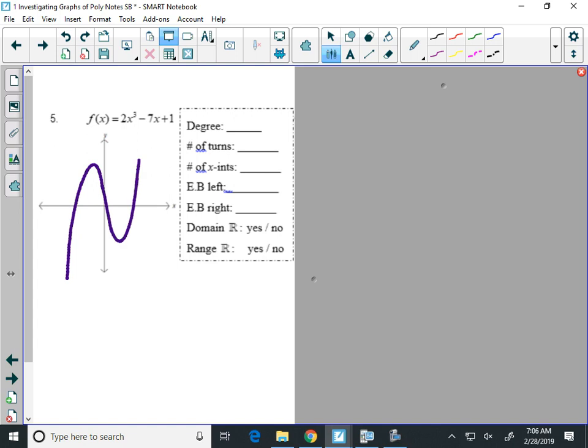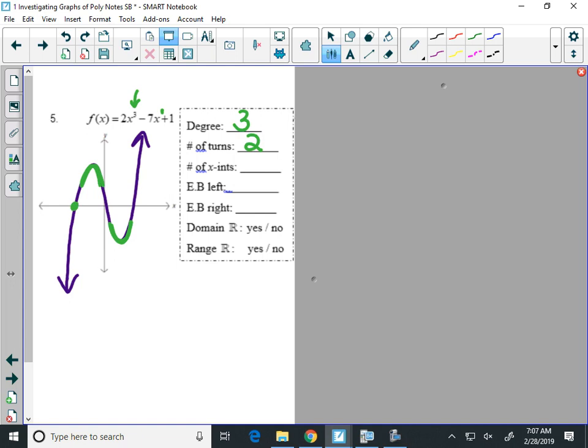Looks like I squiggle a couple times, and there's my graph. All right, now, the degree of this polynomial. I have 2 x's. The first one has an exponent of 3. The second x has an exponent of 1. The higher exponent is 3. So this is a polynomial with degree 3. The turns. It looks like I turn and change direction once here and once here. So this graph has 2 turns to it.